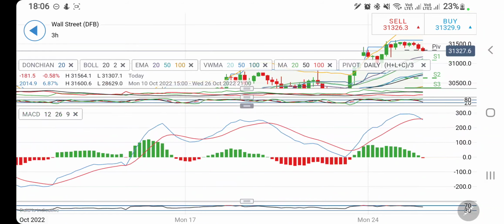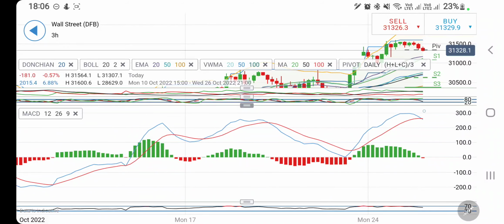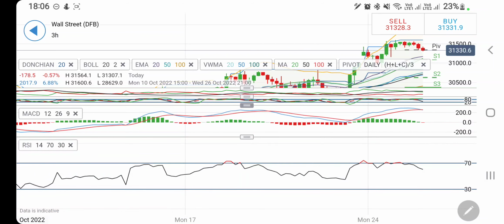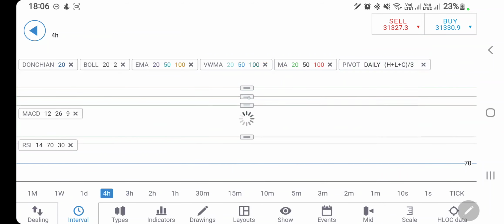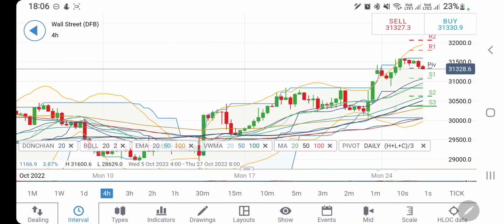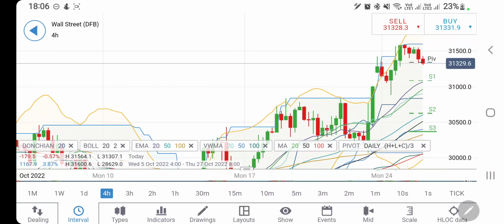Directional movement looking downwards, stochastic looking downwards. The MACD on the 3-hour charts has just crossed over. In fact, it has seen the peak. This is the first red candle. We can see follow-up red candles too. Hence, you have to be cautious of the 31,400, 500 zone. RSI looking downwards.